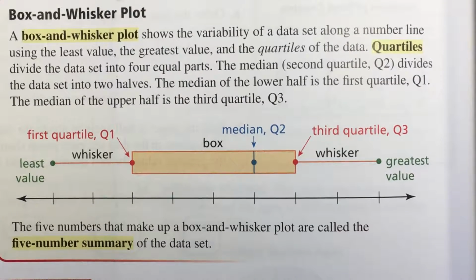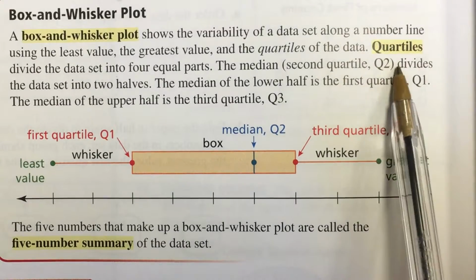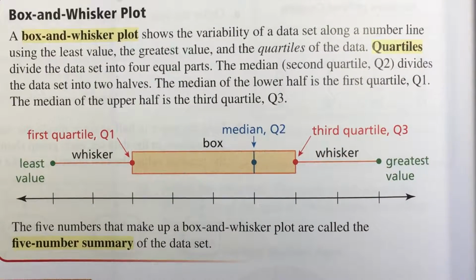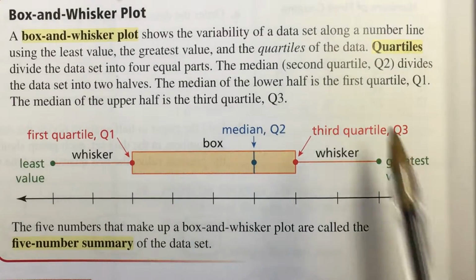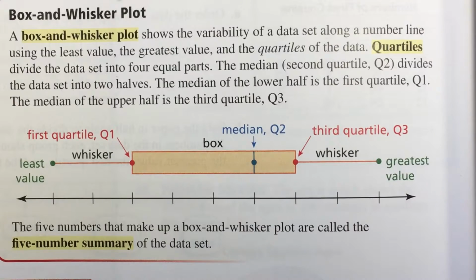A box-and-whisker plot shows the variability of a data set along a number line using the least value, the greatest value, and the quartiles of the data set. Quartiles divide the data set into 4 equal parts. The median, which is the second quartile denoted by Q2, divides the data into 2 halves. The median of the lower half is the first quartile, Q1, and the median of the upper half is the third quartile, Q3.